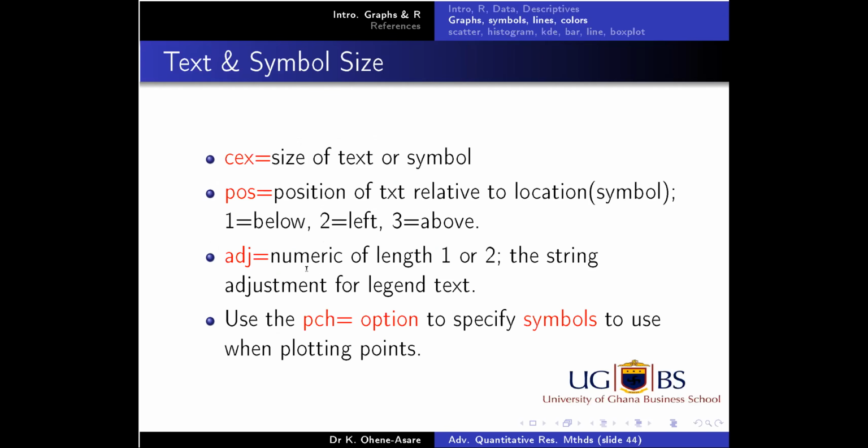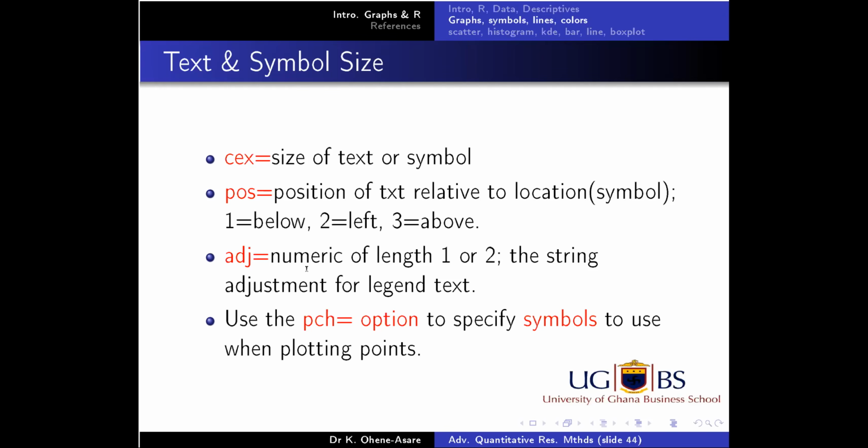Then POS deals with the position of the text. So if you have drawn something and you want the text you write, like fortress, to be on top of the line, below the line, on the left of the line, or on the right of the line.